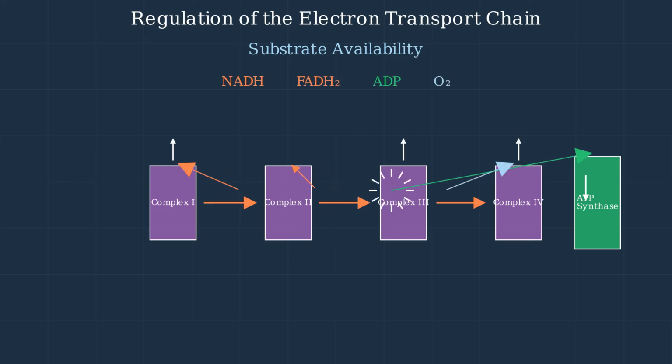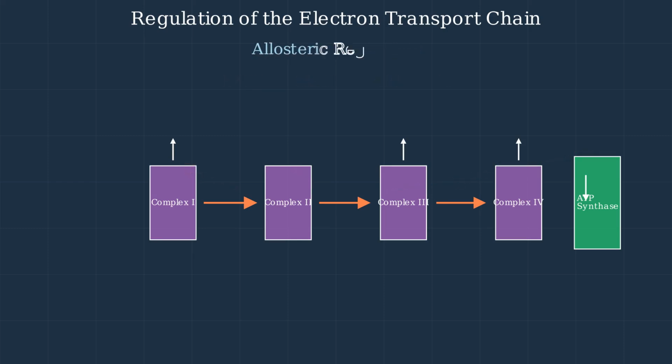Without adequate NADH or FADH2, electron flow slows down. Similarly, oxygen is required as the final electron acceptor, and ADP must be available for ATP synthesis. Allosteric regulation occurs when molecules bind to specific sites on the complexes, changing their activity.